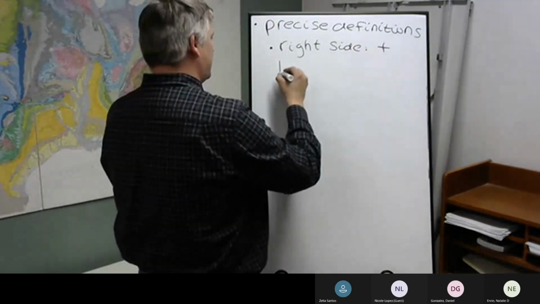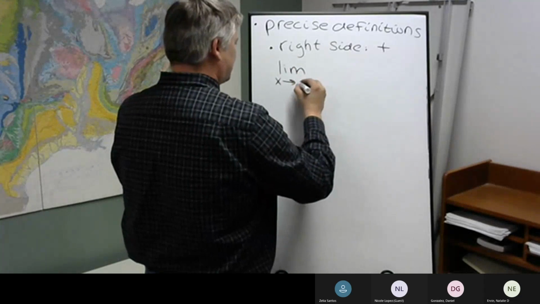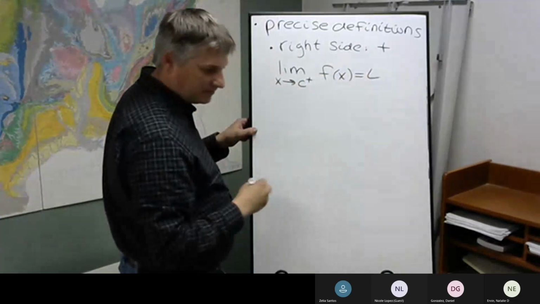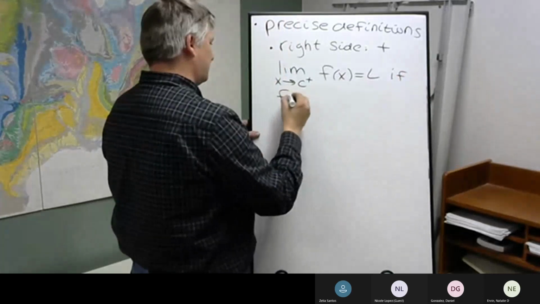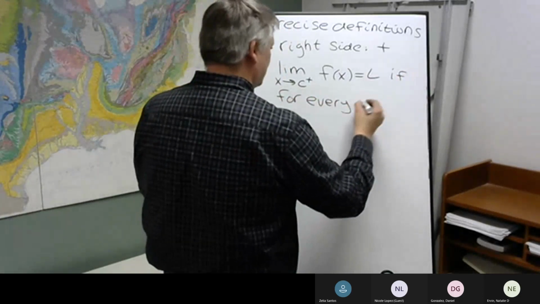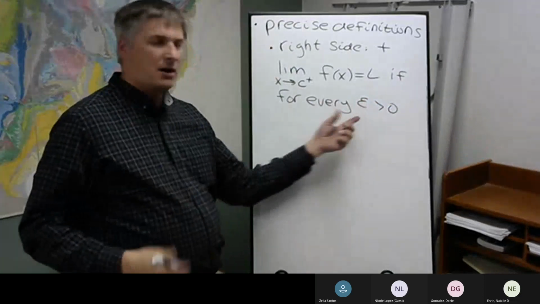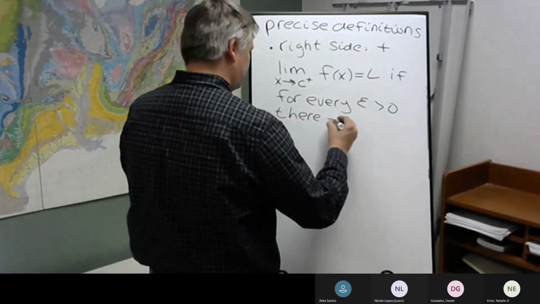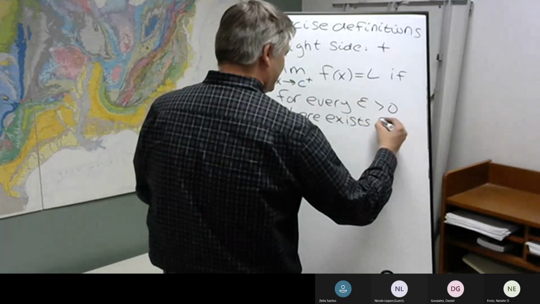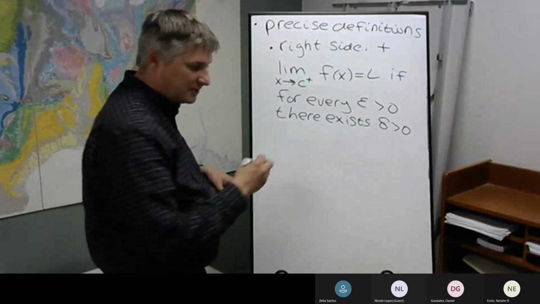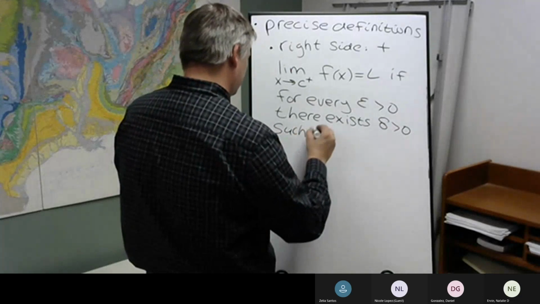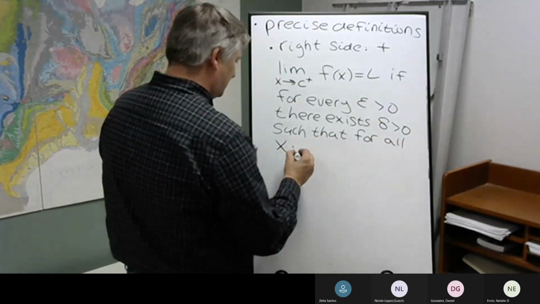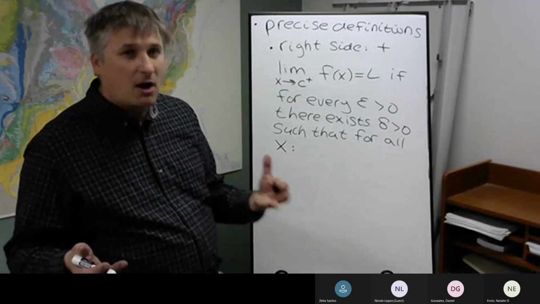So the limit as x approaches some number c from the right of f of x is L if for every epsilon greater than 0, no matter how small you want to make epsilon, there exists a delta greater than 0 such that for all x that are going to follow this condition.